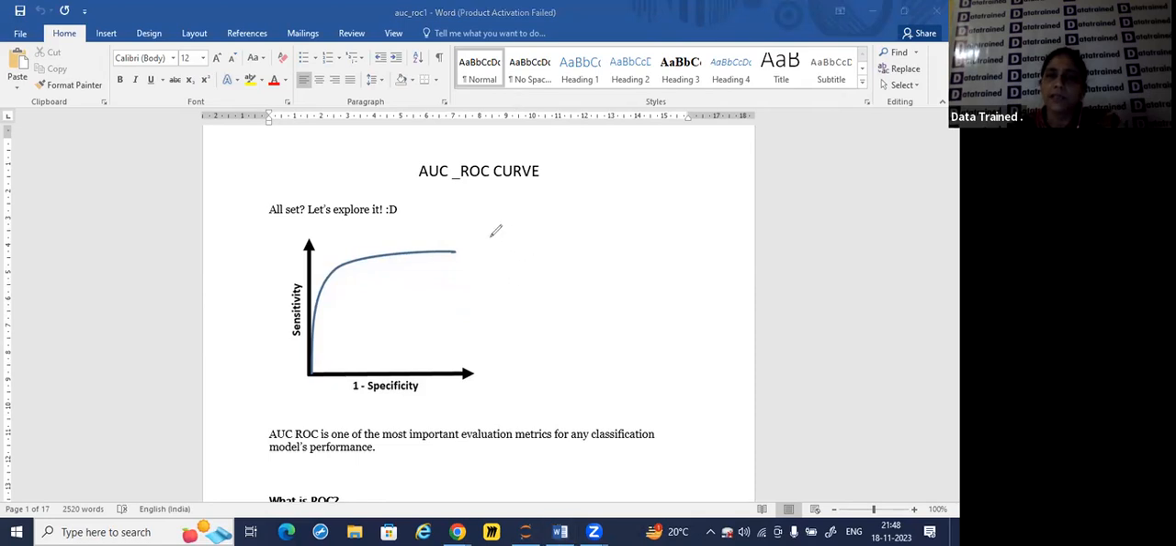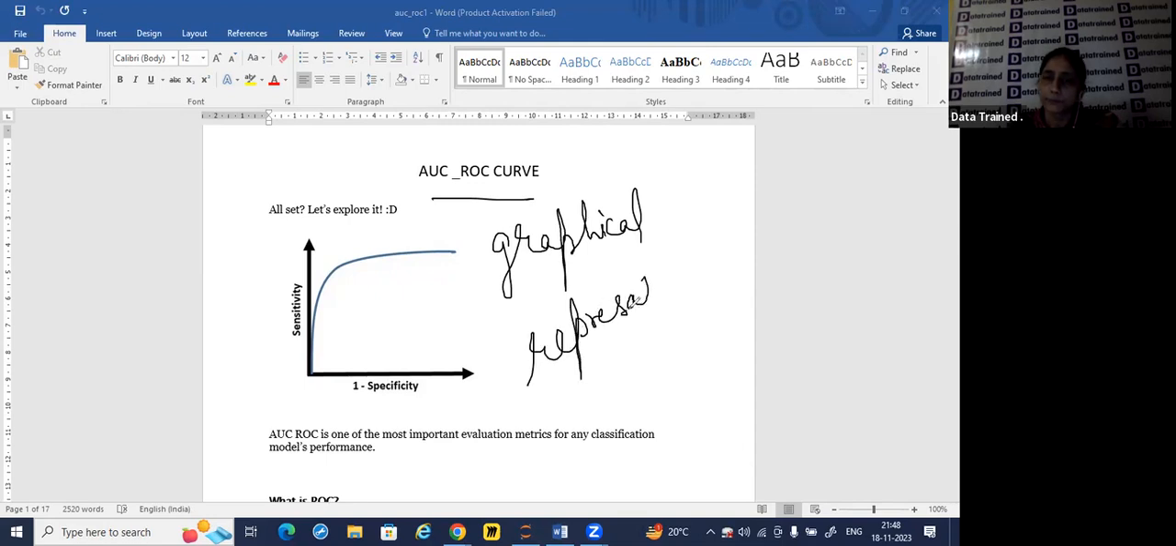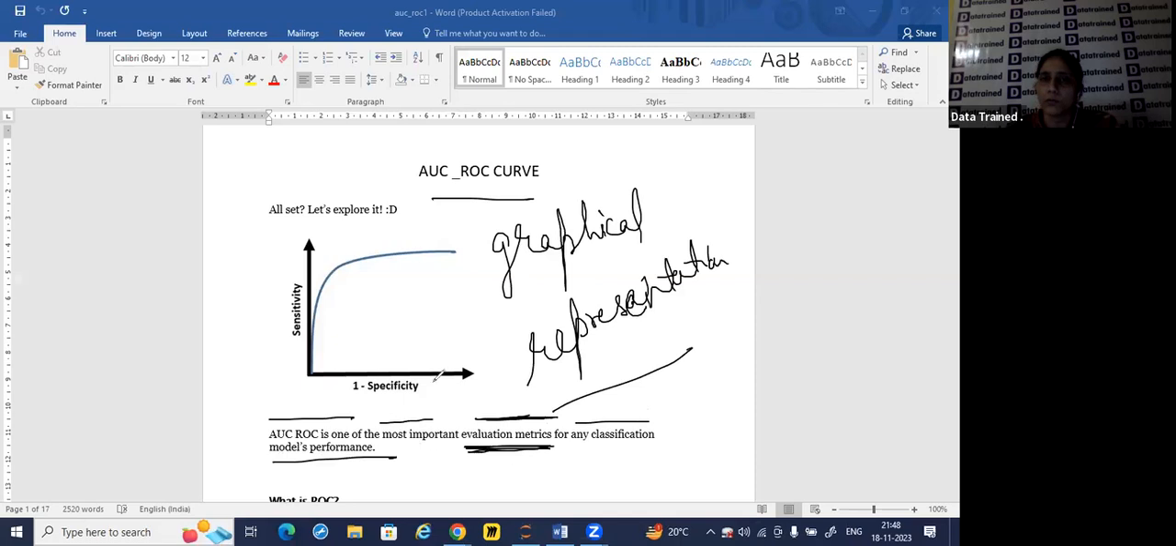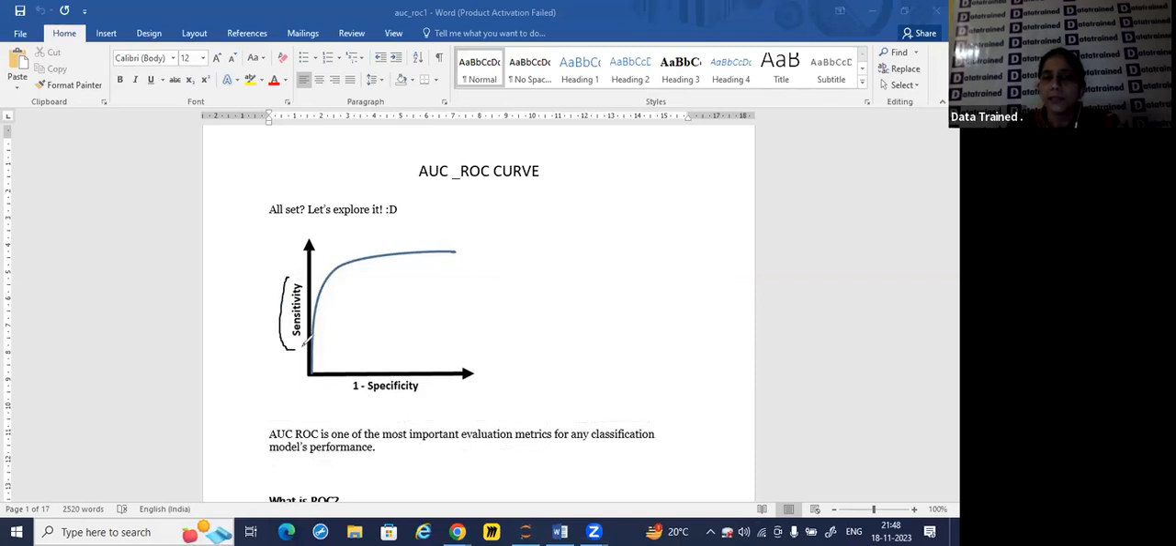AUC ROC curves are basically graphical representations of the confusion matrix. So this is also one of the important evaluation metrics. The AUC ROC curve is also one of the most used evaluation metrics for any classification model performance. So here you can see we have sensitivity. Sensitivity itself is recall, and here we have 1 minus specificity.